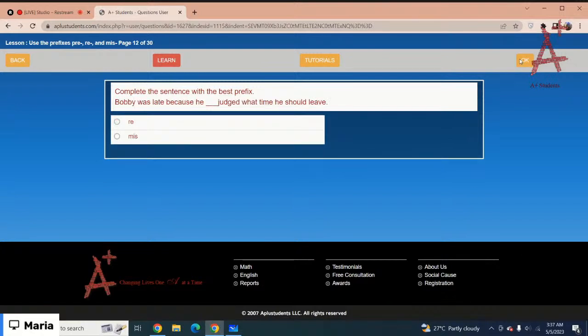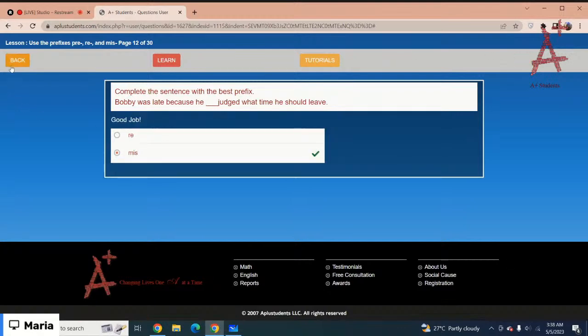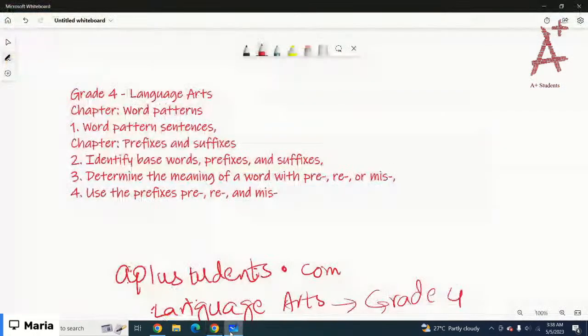Bobby was late because he dash judged what time he should leave. Re or miss? Which is the correct option? Rejudged. It would be misjudged. The correct option is miss. Okay, you can complete the test by yourself later today.